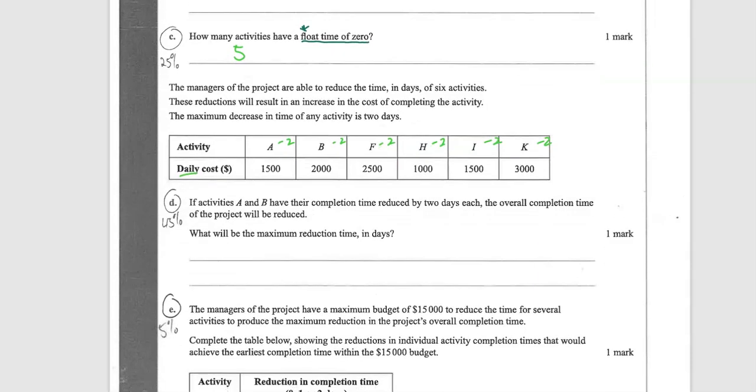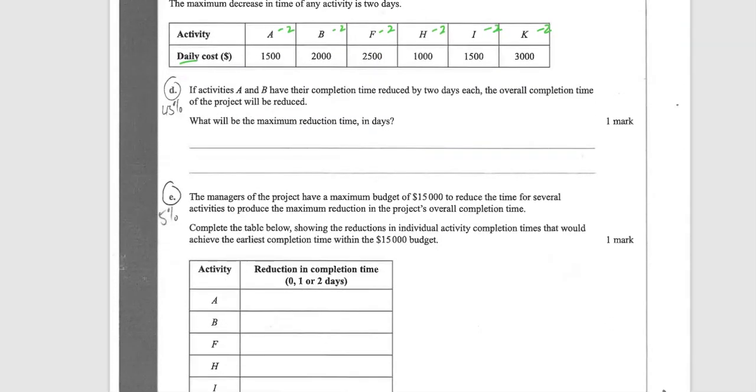So if activities A and B have their completion time reduced by 2 days, the overall completion time of the project will be reduced. What is the maximum reduction time in days? So this is a crashing, and if you just reduce A and B by 2, what's going to be the minimum days? So that's a crashing thing. And hopefully in reading time, you've also looked down here, we've got a crashing with a cost. But so we're going to have to probably do up our table.